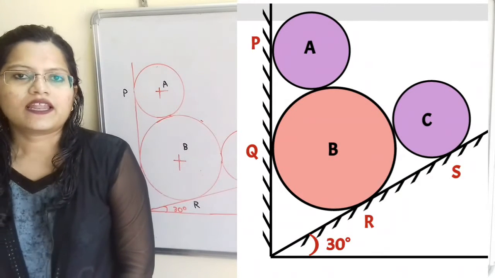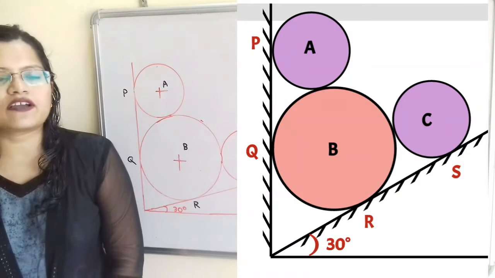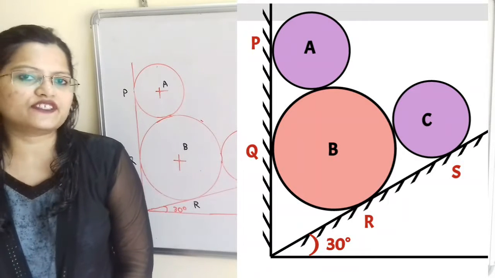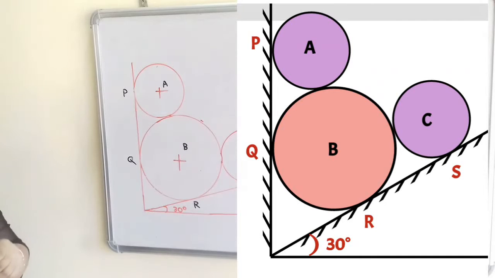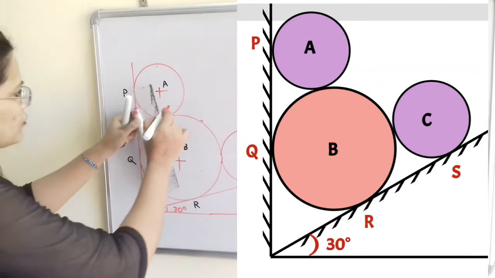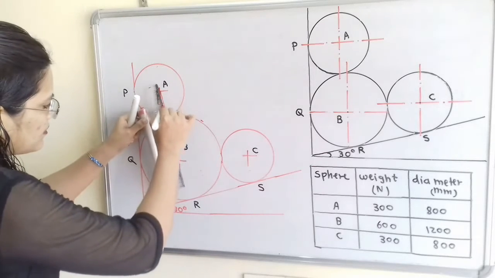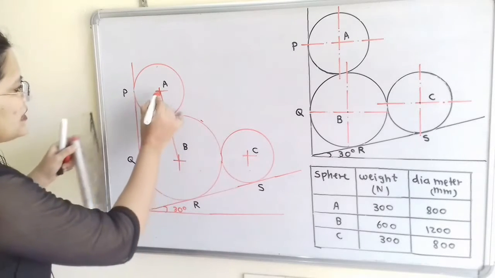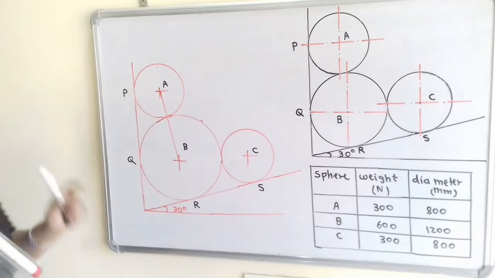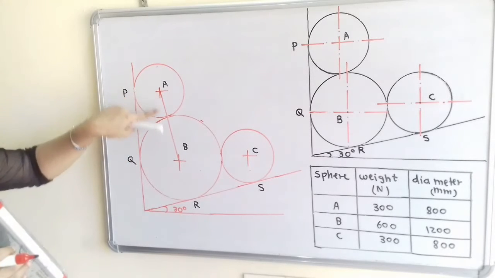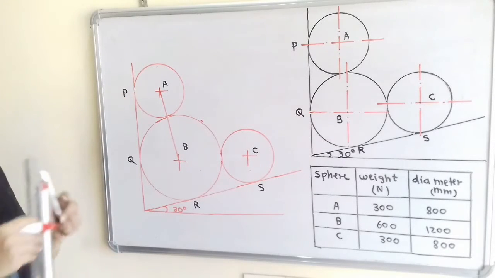S. Let us first calculate the angle of inclination of the lines joining the centers. So first step, we will join the line A to B. So I will join here. Now this is the line joining the center of the two spheres A and B. Now we have to find out the inclination of this line. So how to find out?